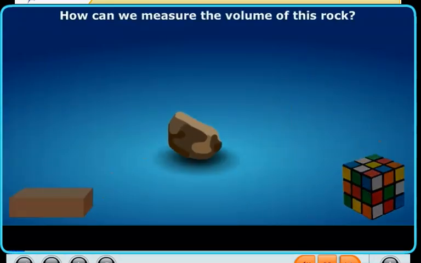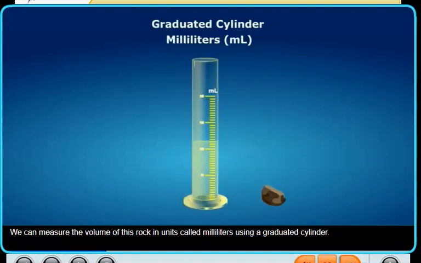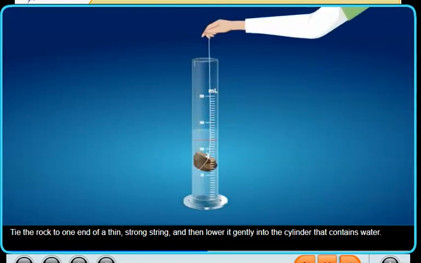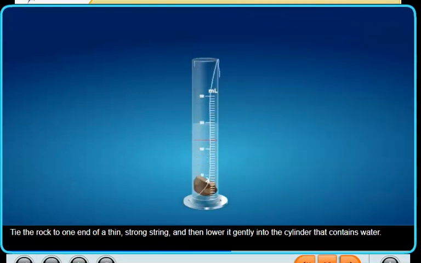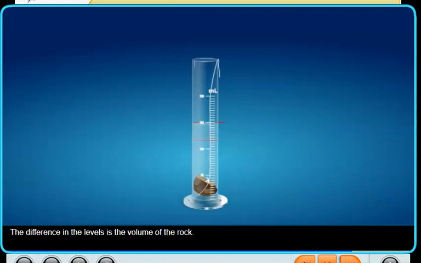How can we measure the volume of this rock? We can measure the volume of this rock in units called milliliters using a graduated cylinder. Tie the rock to one end of a thin, strong string and then lower it gently into the cylinder that contains water. The rock takes up space inside the water by pushing away or displacing an equal volume of water. This causes the level of water to rise. The difference in the levels is the volume of the rock.